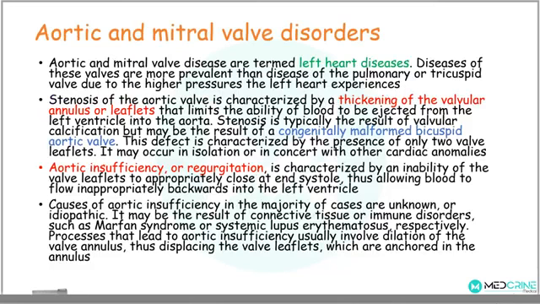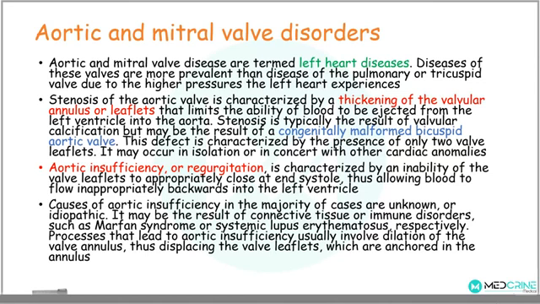Let us start by discussing the aortic and mitral valve disorders. Aortic and mitral valve diseases are usually termed left heart diseases. These diseases are more prevalent than the diseases of the pulmonary or tricuspid valves due to the higher pressures that are on the left heart.